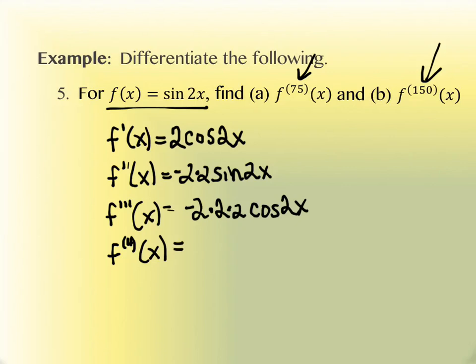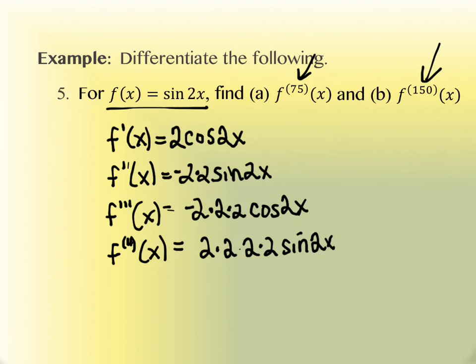I've got the derivative of cosine. What's the derivative of cosine? Negative sine. So I'm going to change my sign. I've already got a negative, and I'm getting another negative when I do the derivative of cosine, so this one will be positive. And I also get another 2.